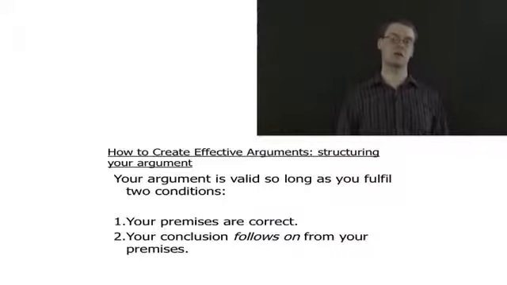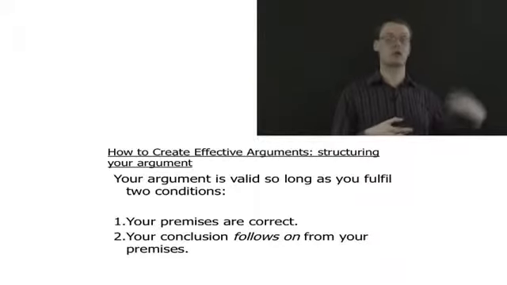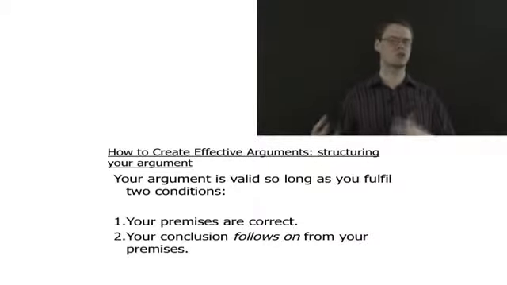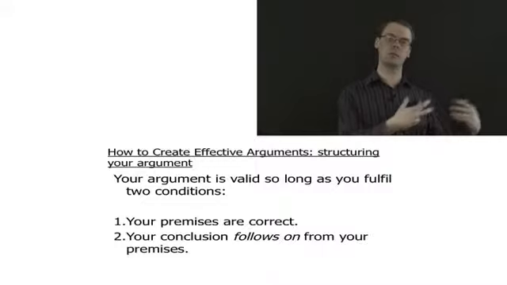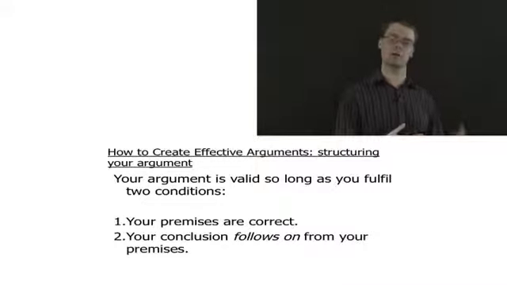The second condition is that your conclusion must follow on from your premises. Okay, so if the argument that we looked at is all men are mortal, Owen is a man, therefore Socrates is mortal, well that is true, but it's not actually been proven by the argument. The premises don't actually lead to the conclusion in that example.